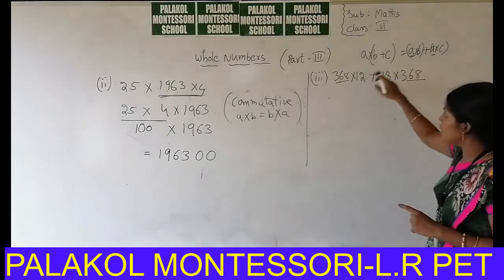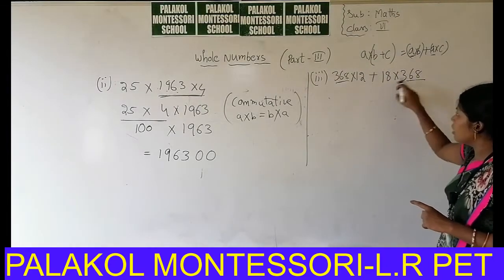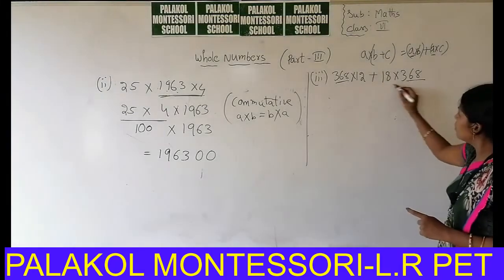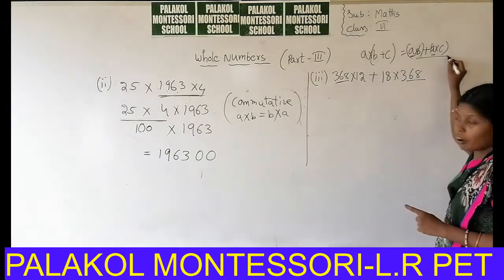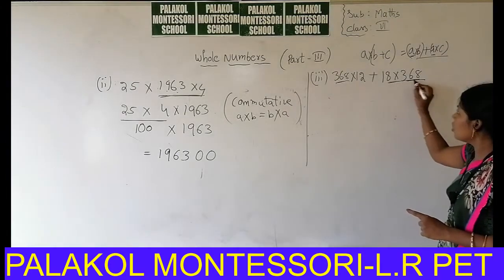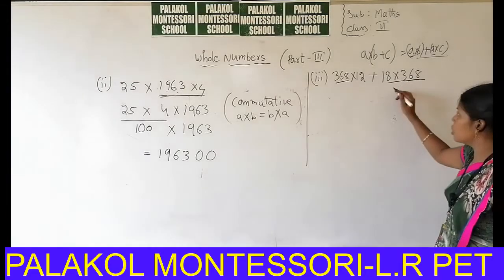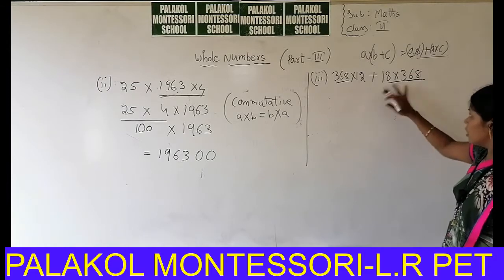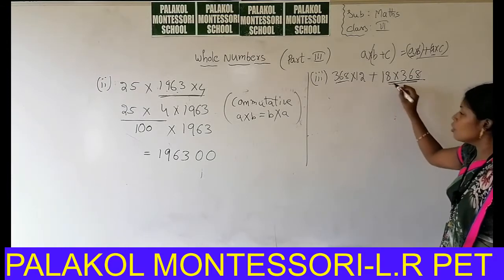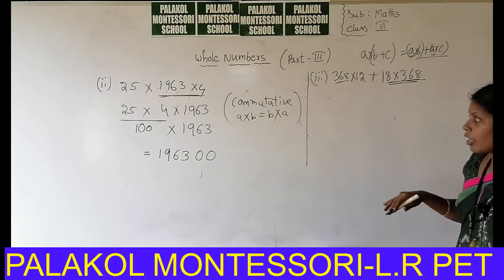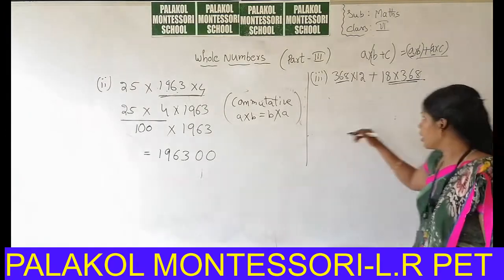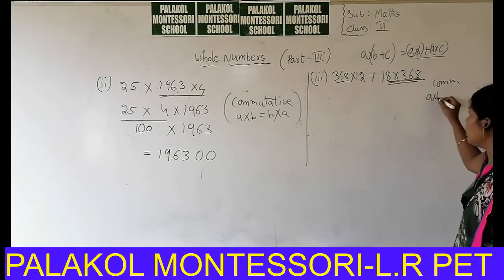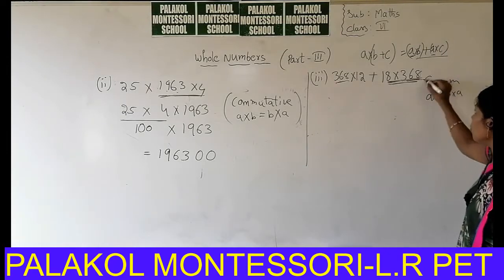This is A into B, and in the same way 368 comes again. This is the same as the formula, but here it is in reverse position, because A comes first in the formula, while here the order of 368 can be changed. When the order can be changed, we use the commutative property. So in these two numbers we use the commutative property. That means A into B is equal to B into A.